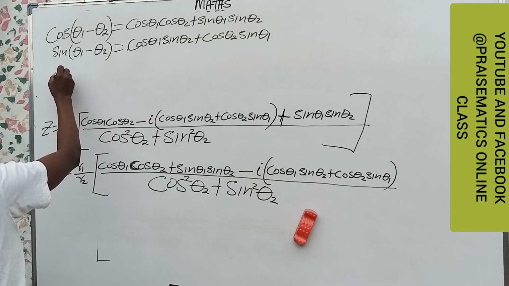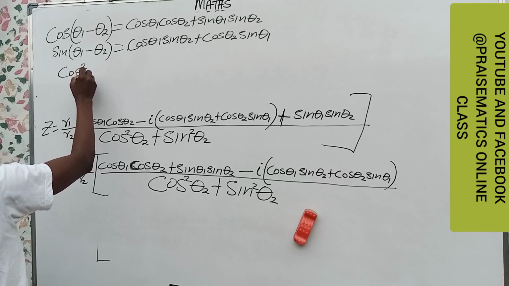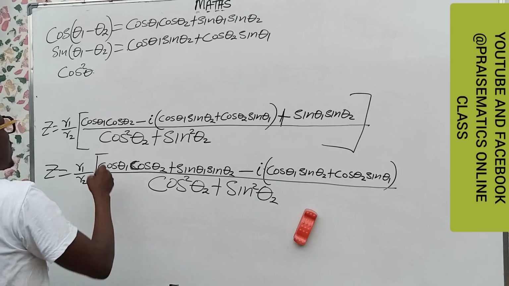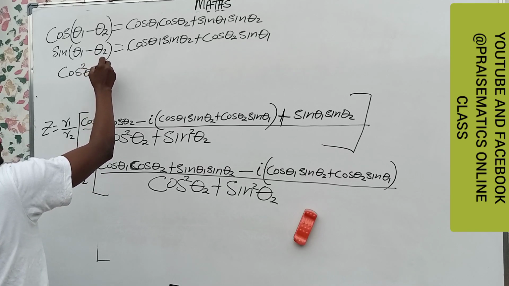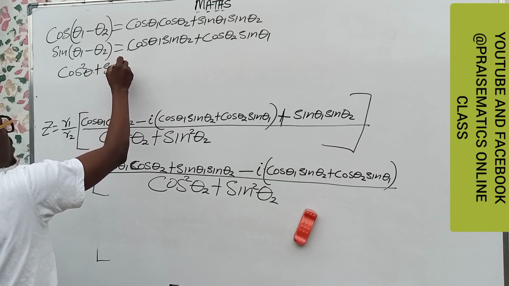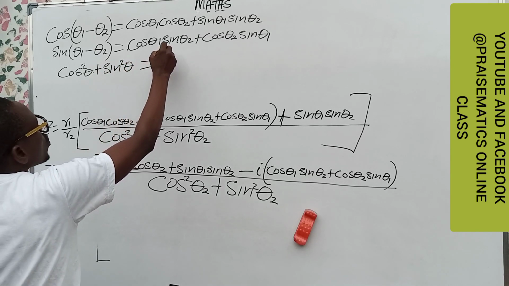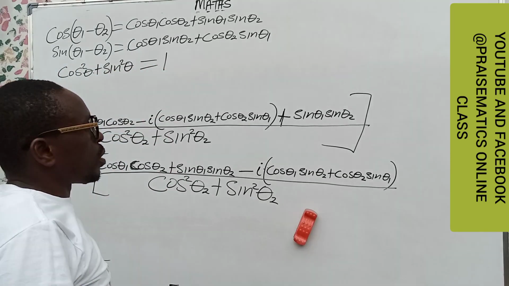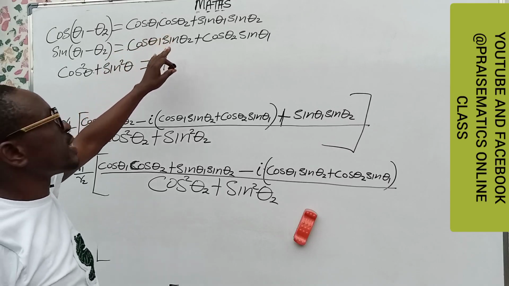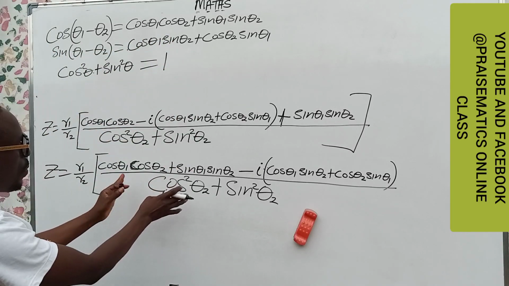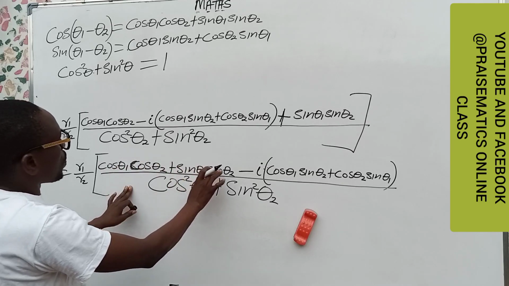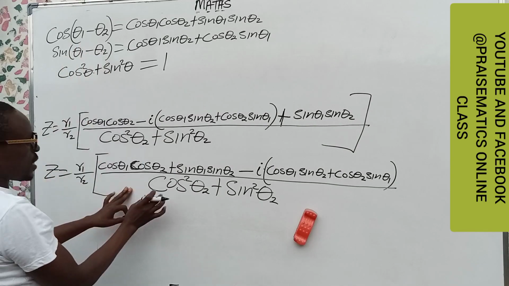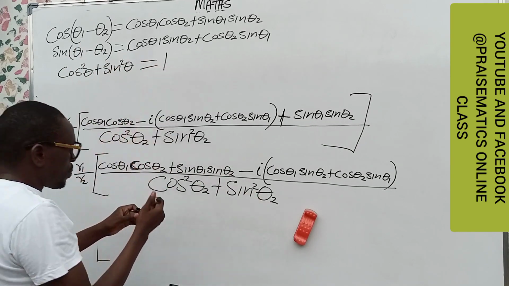Another thing is that cos square theta plus sine square theta is always 1. You need to record this at the back of your mind from trigonometric identity. So we can replace them here in this question. We replace this one with this, and this one with this, and replace the denominator with 1.